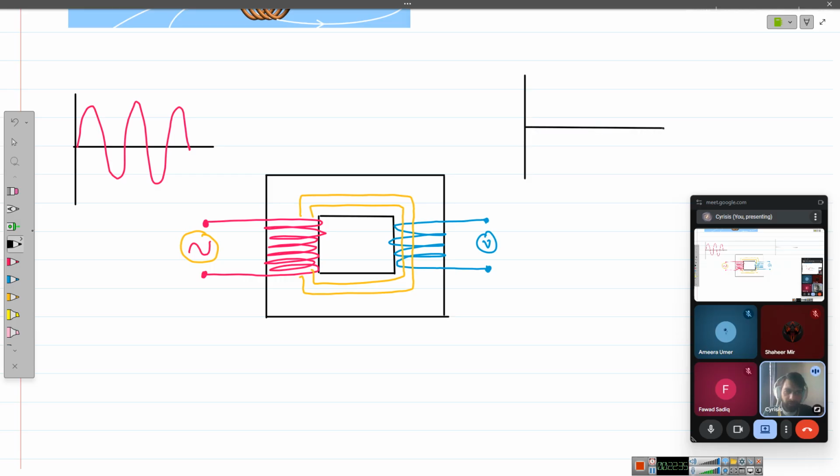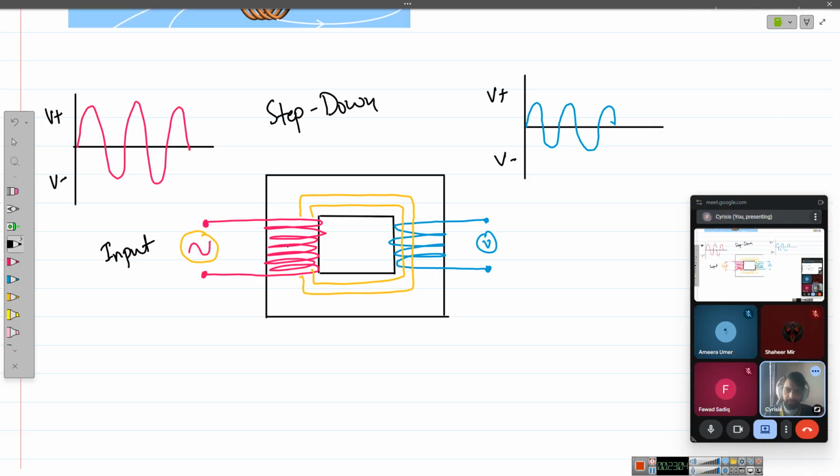And why is that so? Because we have a lesser number of turns. The timing or the frequency is going to be the same, but we are getting lesser voltages over here. So this is V positive, V negative, V positive and V negative. Keep in mind, we have lesser voltage. So this is called a step down transformer, as step down means whatever the input voltage is, the output voltage is going to be slightly less.